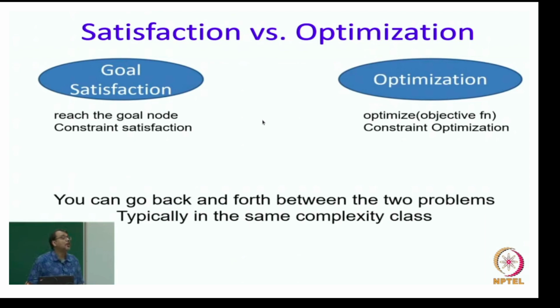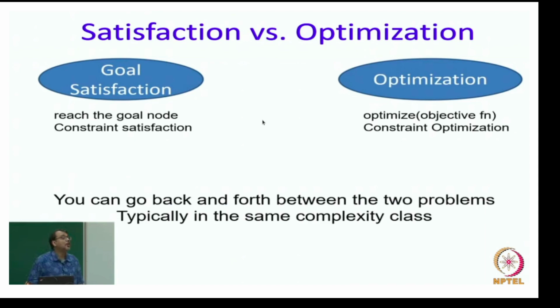We started with something called satisfaction. Satisfaction means a function will be given, and some set of constraints on the variables involved in the function will be given, and you need to find the satisfying condition, the domain of those variables. So goal satisfaction means reach the goal node, constraint satisfaction. While in an optimization problem, we want a function to be optimized. You can think of these two problems interchangeably. Satisfaction means you need to satisfy n number of constraints, let's say. In optimization, you want to maximize the number of constraints satisfied. You can go back and forth between these two problems, typically in the same complexity class. I just wanted to give you the analogy of how you can convert from goal satisfaction to optimization.